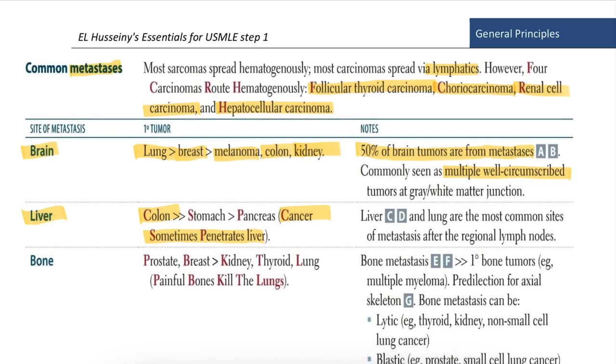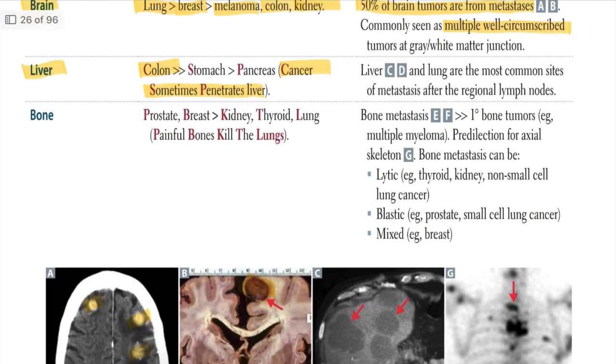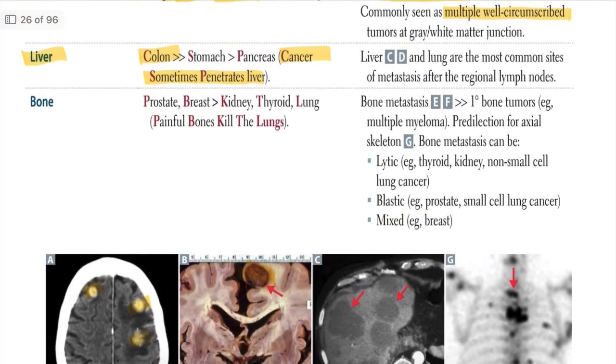So why the liver? Because it receives blood from the GI tract via the portal vein, so it is a filtration trap. That's why most commonly we see colon, stomach and pancreatic cancers spreading to the liver. Liver and lung are the most common sites of metastasis after the regional lymph nodes.